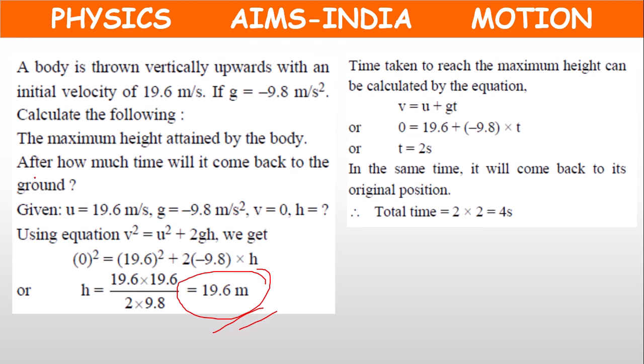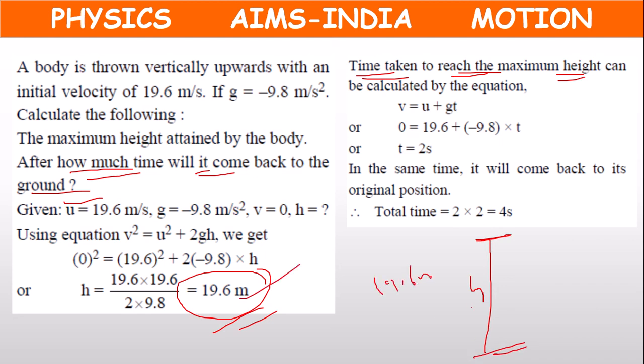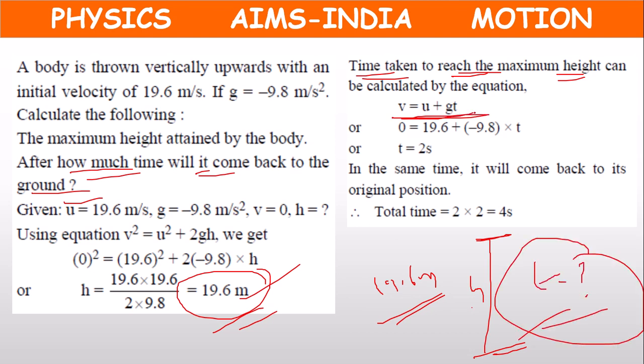Next, again we have to find after how much time will it come back to the ground. So time taken to reach the maximum height while going up, for reaching 19.6 meters height, how much time it has taken. Let's calculate it first. We have the formula V equal to U plus AT, or V equal to U plus GT. V is 0, U is 19.6, G is minus 9.8, T we have to find out.